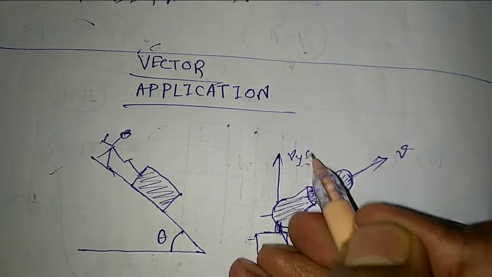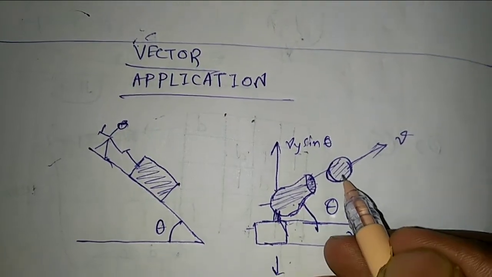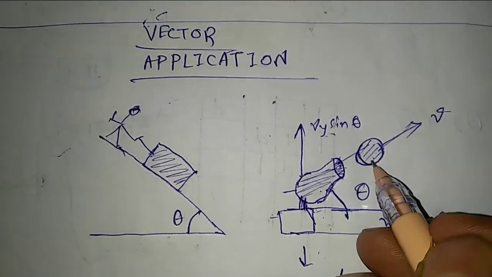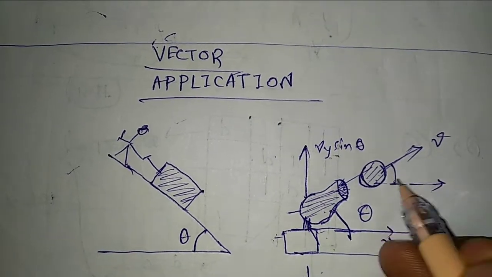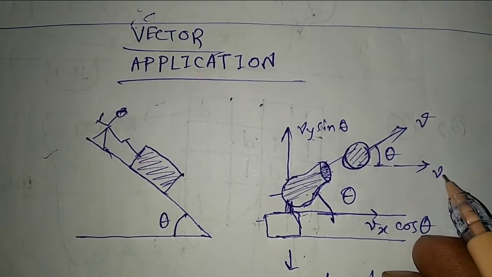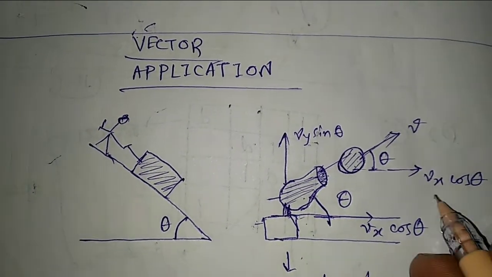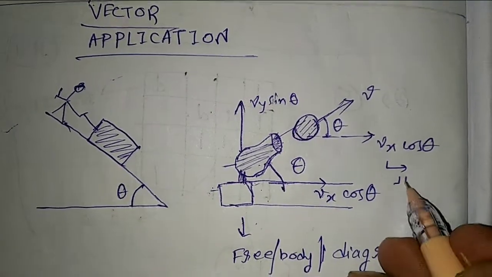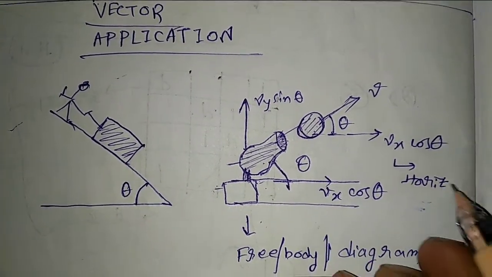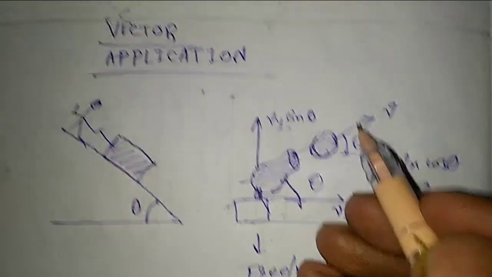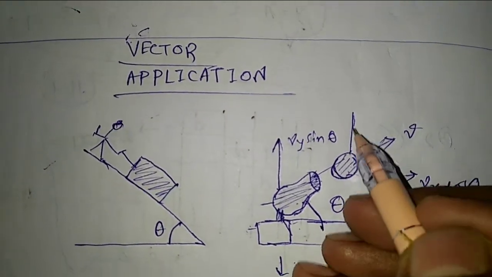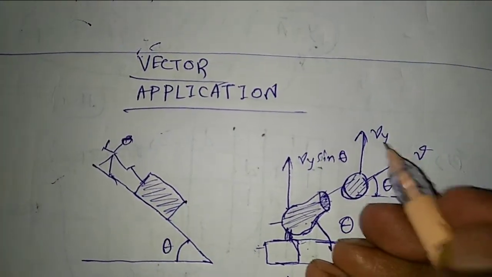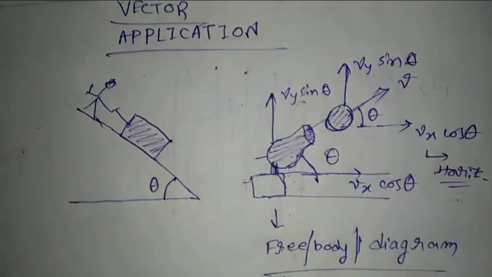More specifically, this is the velocity of the ball, right? It is at angle theta. The horizontal component is v cos theta, and along the vertical it is v sin theta.